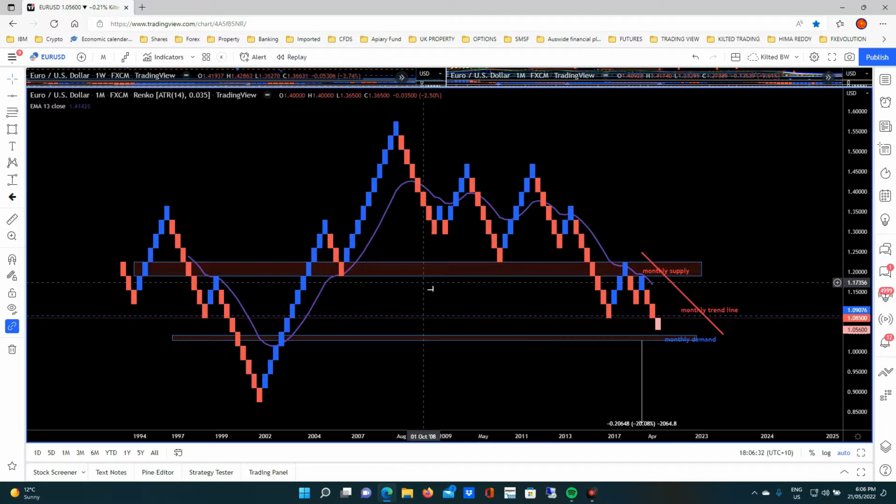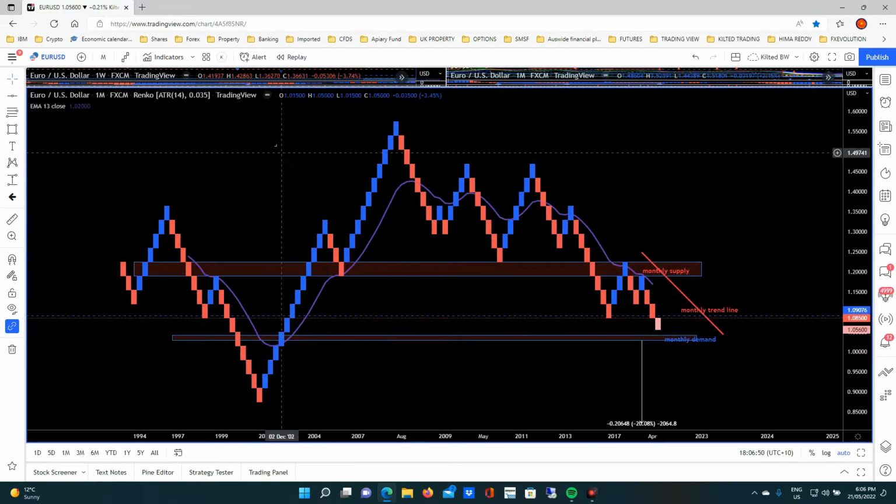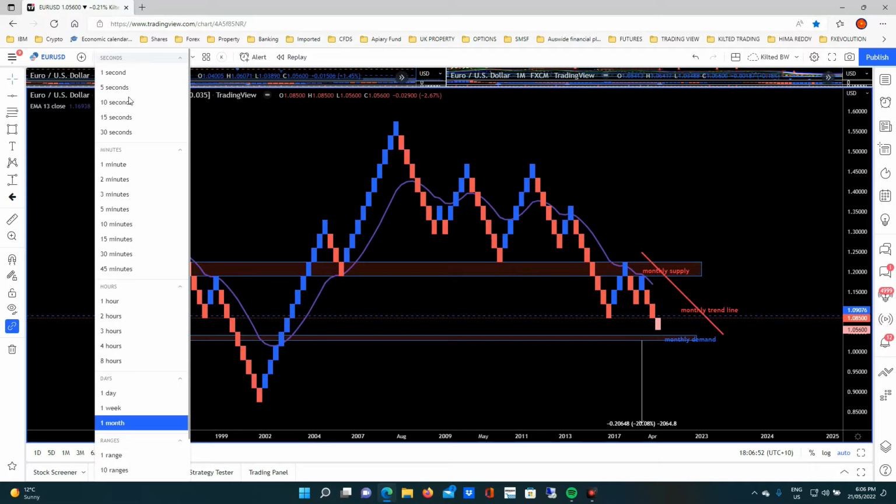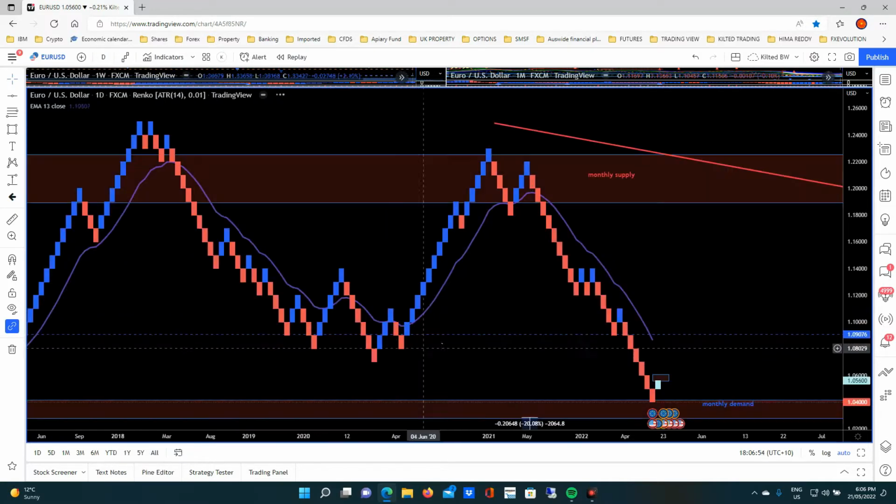The higher the time frame, the more attention you want to pay to those levels. So that's what I've drawn in here: monthly supply, monthly demand, and I'm expecting that we'll come down maybe a little bit more, but we'll get to that, and tap into this little level down here. So that's what we've done with the renko. I'll just flick that back to the daily.